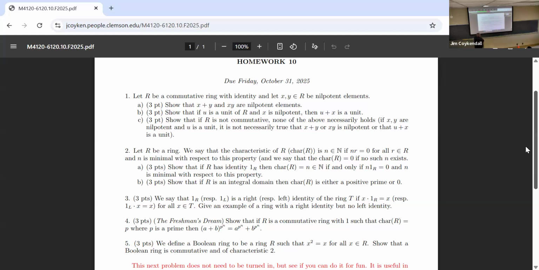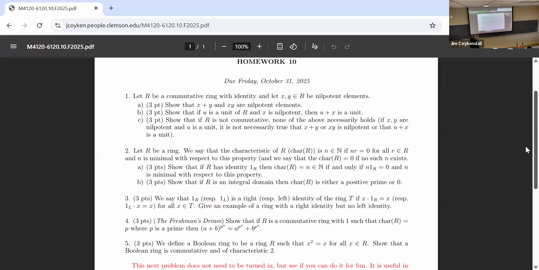Show that if U is a unit, that is, an invertible element of R, and X is a nilpotent element, then U plus X is also a unit. And show that none of this is true if you remove the hypothesis of commutativity. My hint to you there is if you look at matrices, you might be able to find all the counterexamples. Number two, let R be a ring.